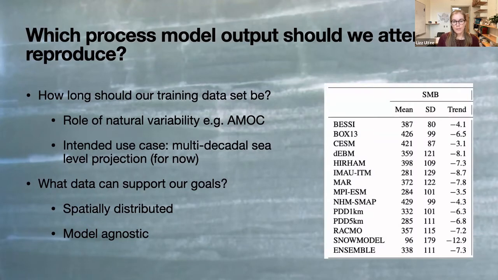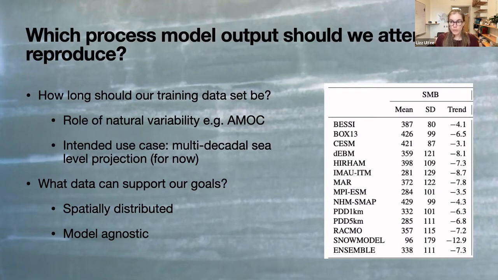So here is just an excerpt from the Greenland surface mass balance MIP paper comparing the surface mass balance mean, standard deviation, and trend across 13 different surface mass balance models. This is the motivation for wanting our stochastic method to be model agnostic, because there's a lot of difference in both the mean and the standard deviation of 20th century surface mass balance among process models. So we want to make sure that we can capture all of the different behaviors of those process models in something that we're going to use to simulate the future.